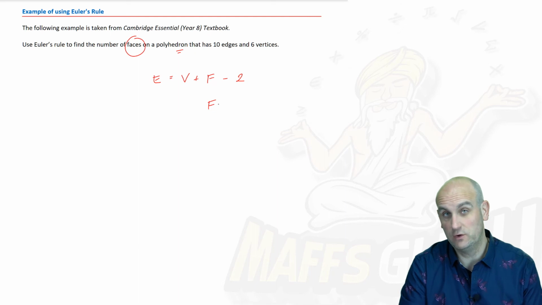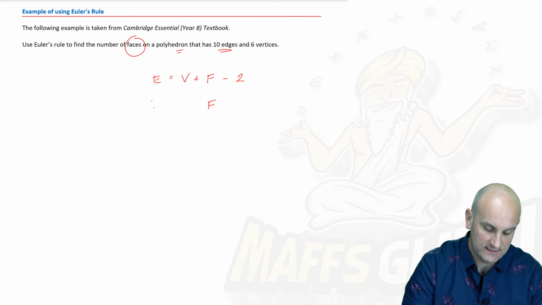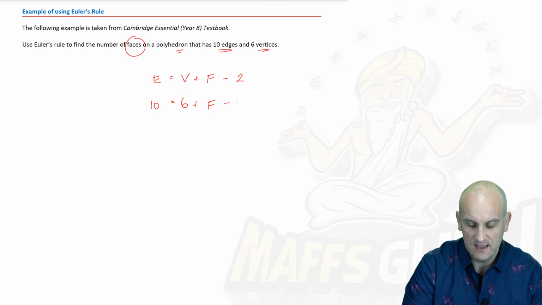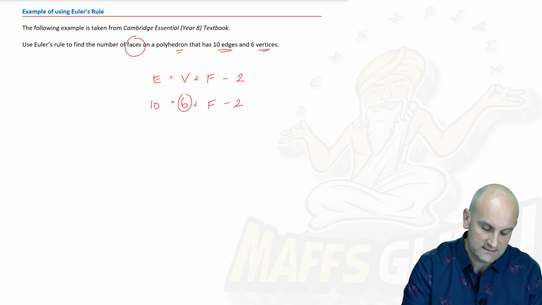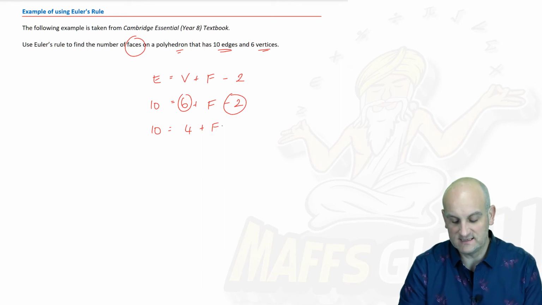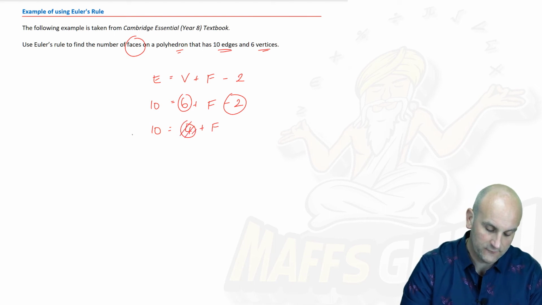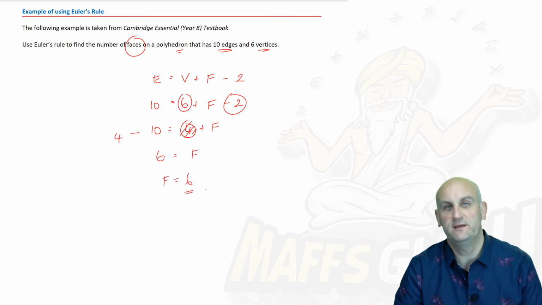Now again, depending on how strong your algebra is, it will depend on how easy you find this question. But it has 10 edges, so where I see E, I'm going to write a 10. It has 6 vertices, where I see a V, I'm going to write 6, and I'm going to take away 2. Now, because I know that we can move things around, I know that 6 minus 2 can be simplified. So 6 minus 2 becomes 4, and I can either do this in my head and say, what number do I add to 4 to give 10, or I can say, well, I've got a plus 4 here, that when I take it away from both sides, I get 6 is equal to F, and we normally write the letter F first, so the number of faces is equal to 6.